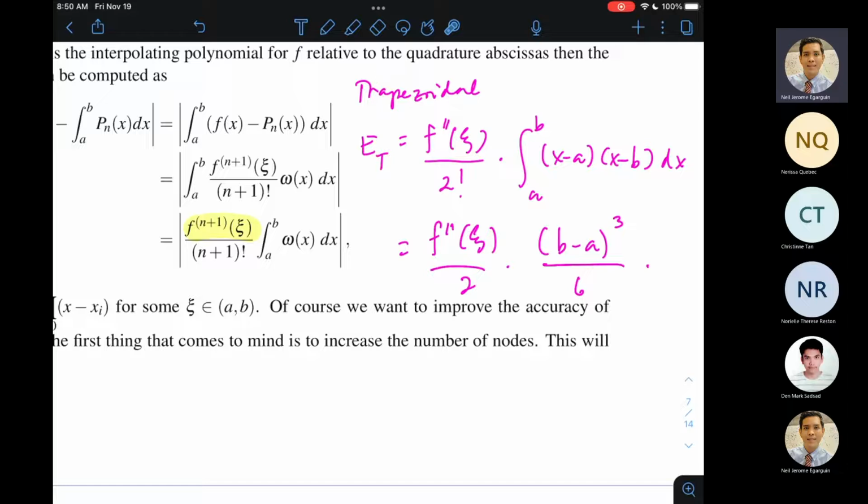Hahatiin natin yung integration interval into several sub-pieces, and then on each of those sub-pieces or sub-intervals, we will use a Newton-Cotes formula, a basic Newton-Cotes formula, para ma-avoid lang yung pag-involve sa napakalaking degree ng isang interpolating polynomial, and at the same time, this is taking advantage of the property of integral, yung additivity ng integral, right?